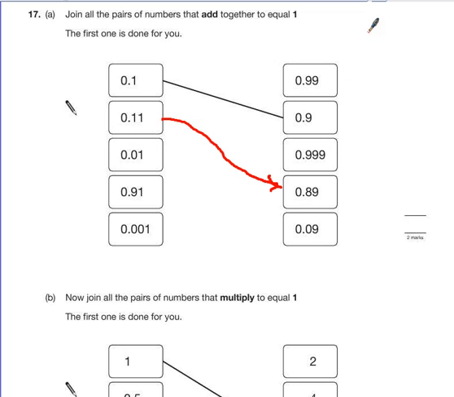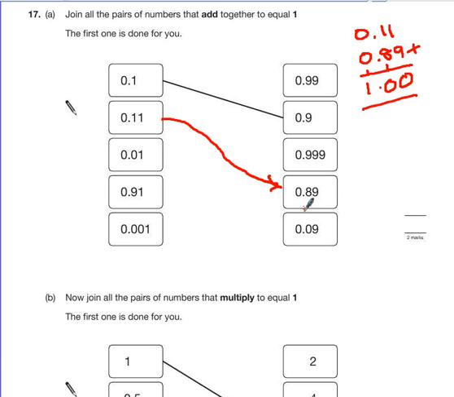Just to prove that, we've got space. 0.11 add 0.89. 1 add 9 is 10, so it's 0 and carry the 1. 1 add 8 is 9, add the other one is 10. Carry the 1 across, decimal point stays in the same place. Perfect.